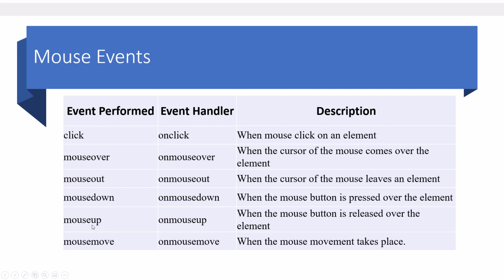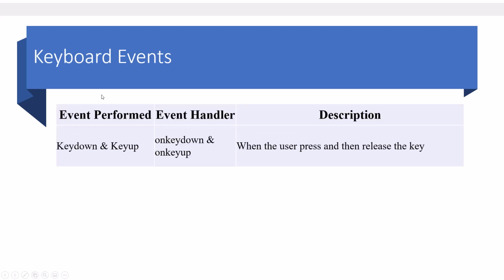The next event is mouseup. This occurs when the mouse button is released over the element, and the event handler we use for mouseup is onmouseup. And the last one is mousemove. onmousemove is the event handler for the event mousemove, used when mouse movement takes place. Any movement of the mouse triggers this event. So these are the different mouse events and the handlers for each event.